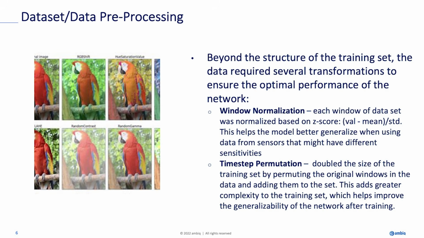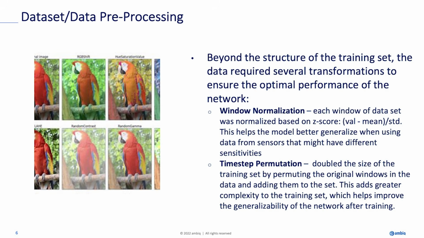And beyond this partitioning, we also did some transformations to add more complexity to the data set and make sure that it was set up in a way that we can optimize the performance of our model, the accuracy and the loss. One of the things that we did was normalizing each window. For each of the 6 channels, we got the mean, and then each value is the value minus the mean, divided by the standard deviation for each channel. This helps the model better generalize when using data from other sensors than the ones that Wisdom Lab used in their dataset.